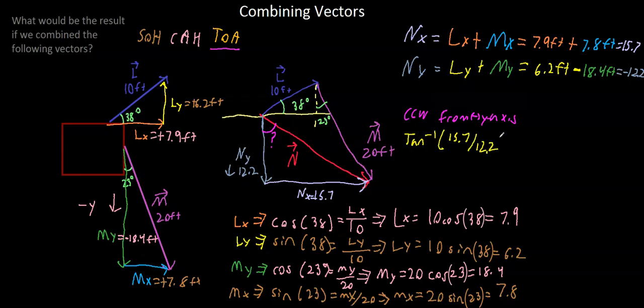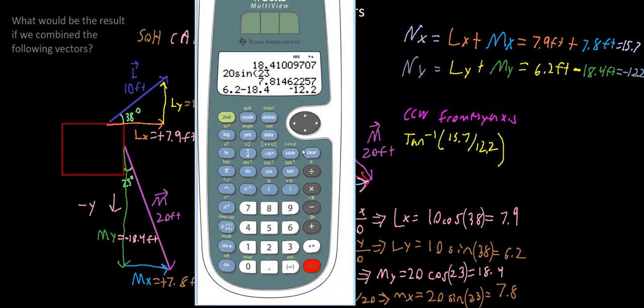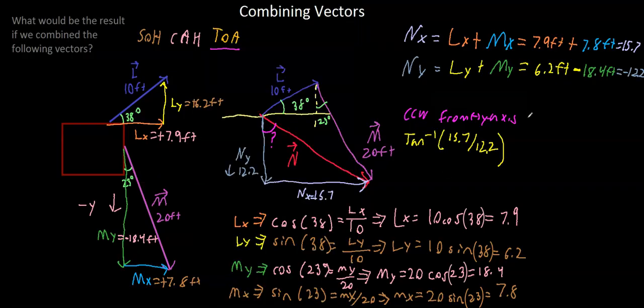And you might say, well, do we need to worry about the positives and negatives? And the answer is no, it's not going to affect your answer. The positives and negatives just help you with the direction when you're writing out down and to the right or counterclockwise from the negative y-axis. But it won't change your values like your angle or your magnitude. So we go ahead and figure this out by typing it in. We go to second tangent of 15.7 divided by 12.2, and we'll get an angle of 52.2 degrees from the negative y-axis.